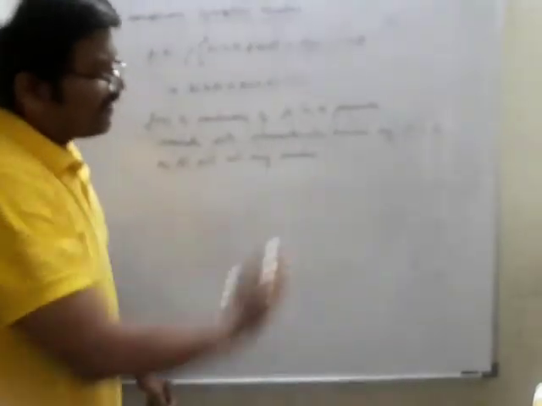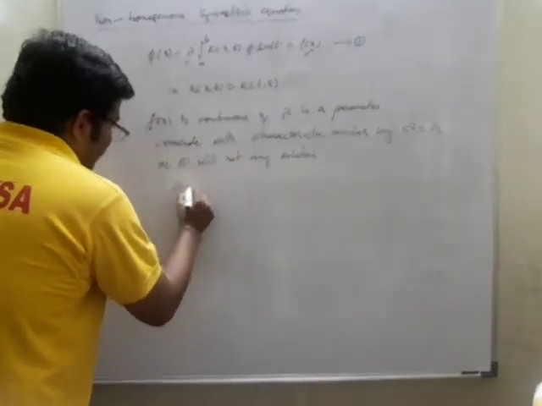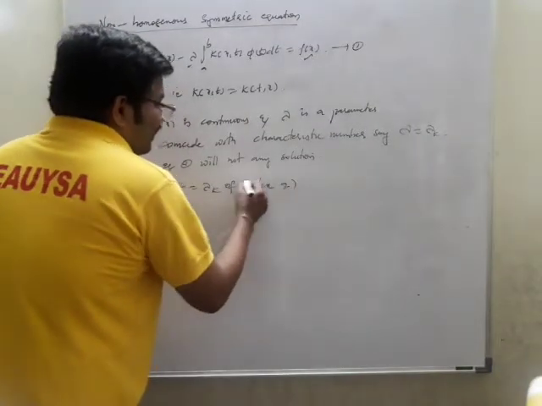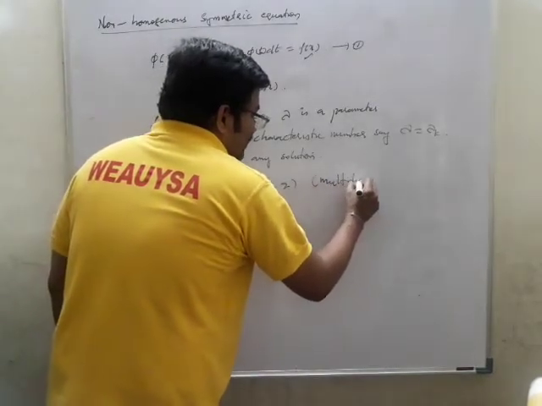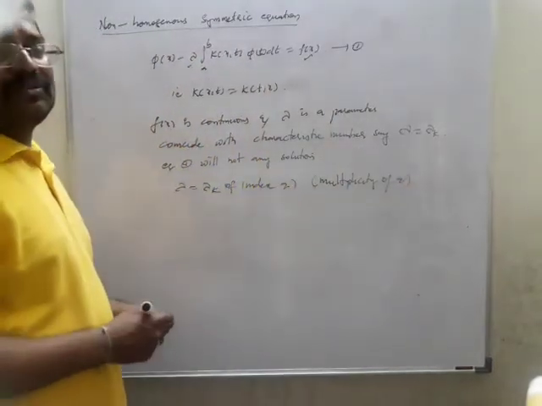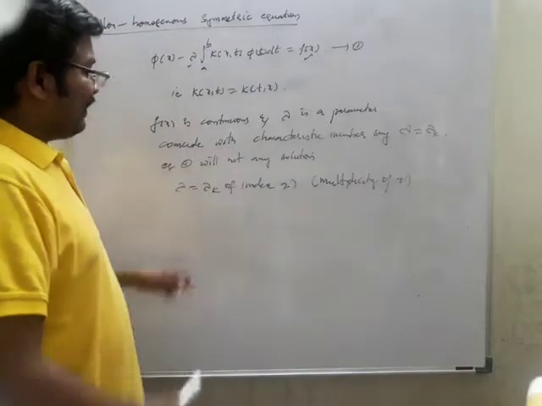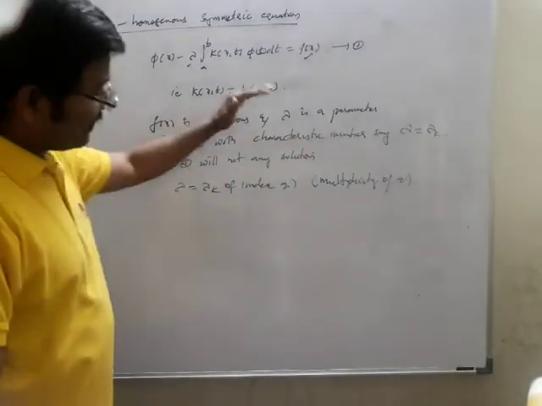Let us take that lambda is equal to lambda k of index q, meaning multiplicity of q. Q may be like 2, 3 and 4 and so on. Okay, multiplicity of q. It will not have any solution. In such cases it doesn't have any solution.